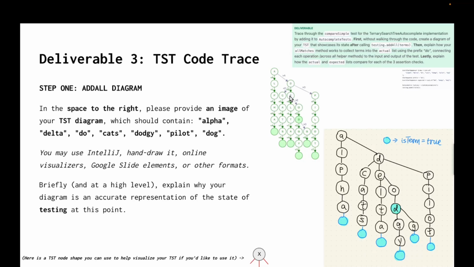We don't include D, so we go down, but O is greater than E. We don't include E, so we go right. We do doggy. And then we do pilot. We don't include D, and P is greater than D. We go down. Finally, for the dog, we don't include D, so we go down. We don't include E, so we go right. We don't include the D, so we go left. And finally, we store the dog.